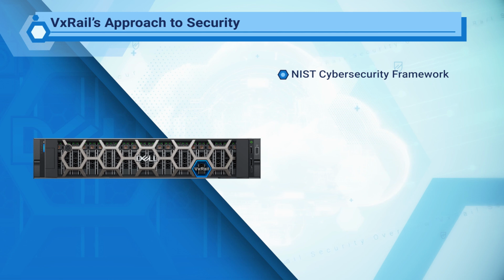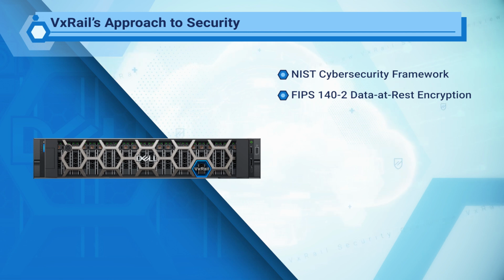The VxRail compatible standards and certifications that help our customers meet their business and regulatory requirements include FIPS 140-2 Level 1 encryption for data at rest encryption, which is required by the US government and other regulated industries, such as financial and healthcare institutions that collect, store, transfer, share, and disseminate sensitive but unclassified information.